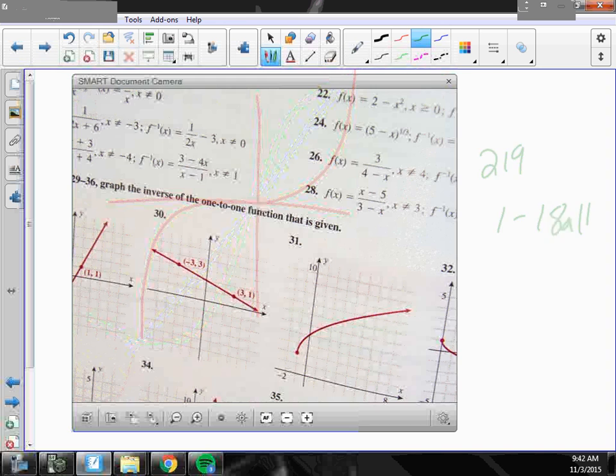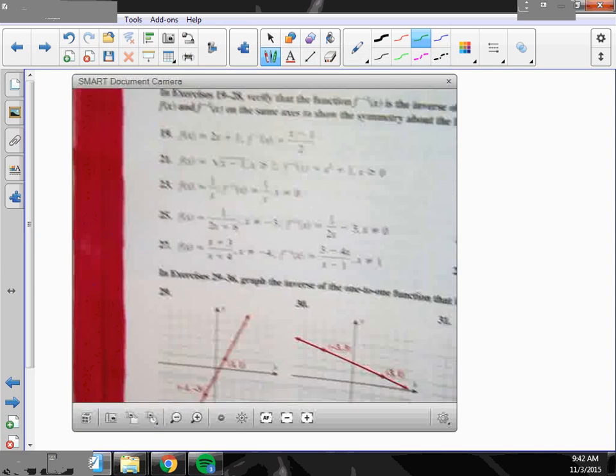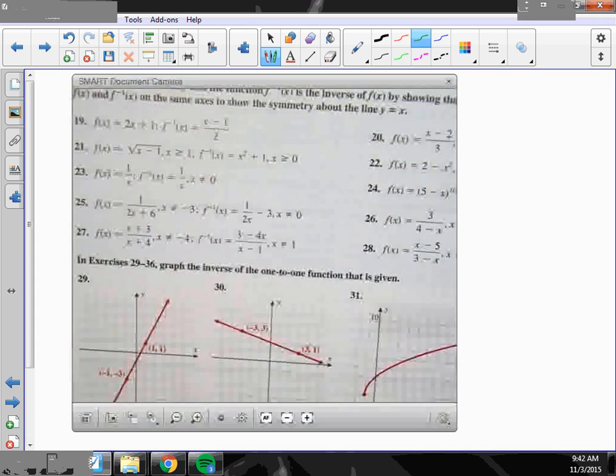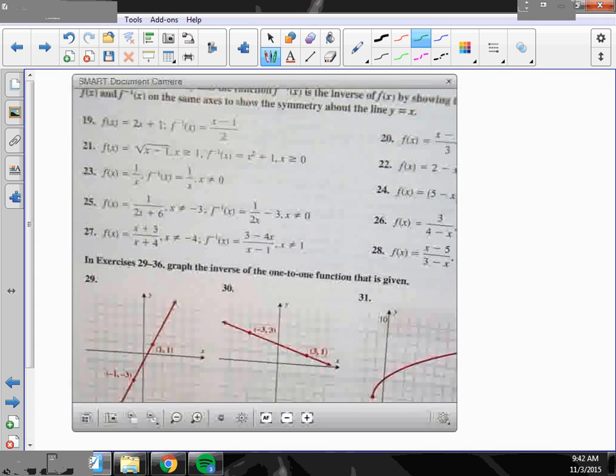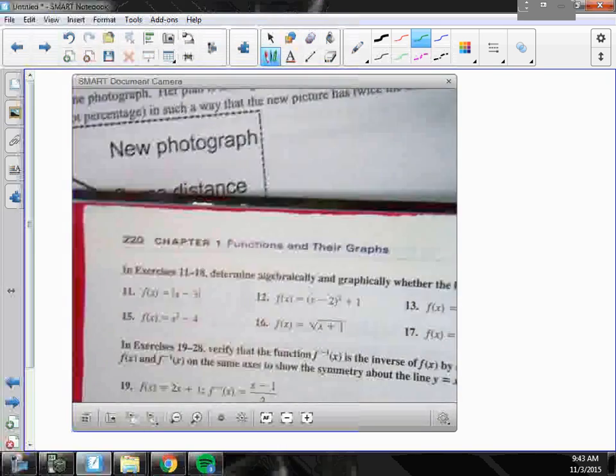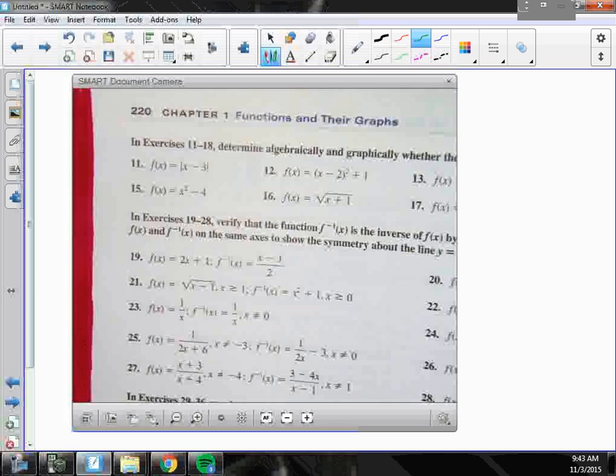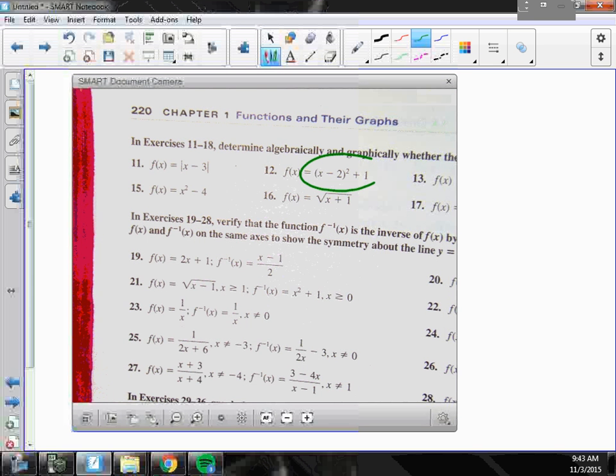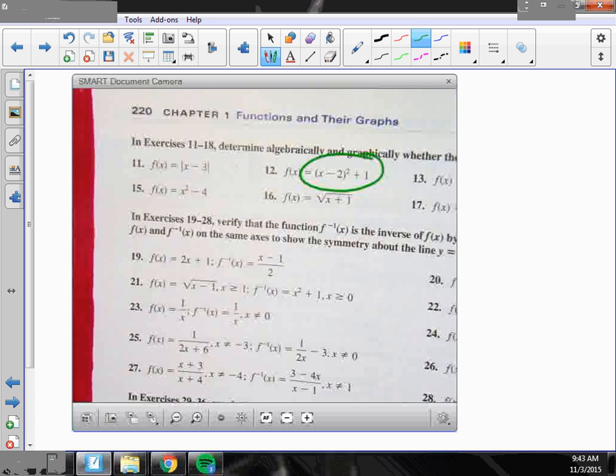So what you're determining on 11 through 18 is, is this 1-to-1? So you could graph it. It says find out algebraically and graphically. So you can graph this on your calculator and then do a horizontal line test.